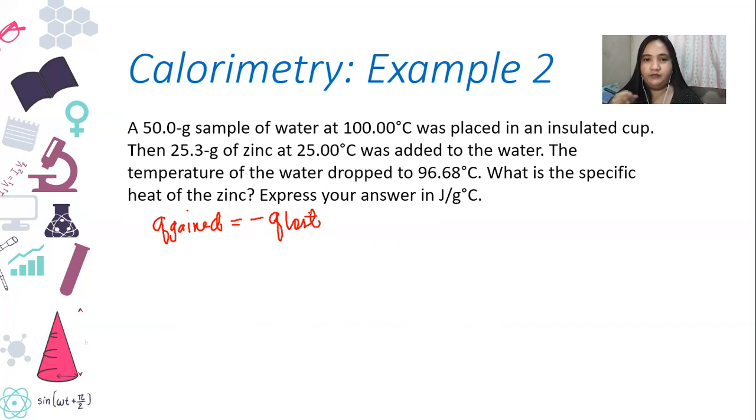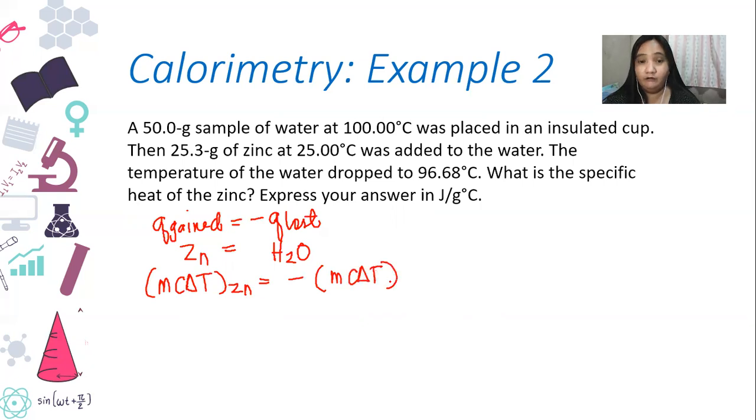So here, a 50 grams sample of water at 100 degrees was placed in an insulated cup. So we have water and zinc. I believe that zinc would be the one gaining and water will be the one losing heat. Of course, as always, just input the values. This is MC delta T of zinc is equal to the negative MC delta T of water.